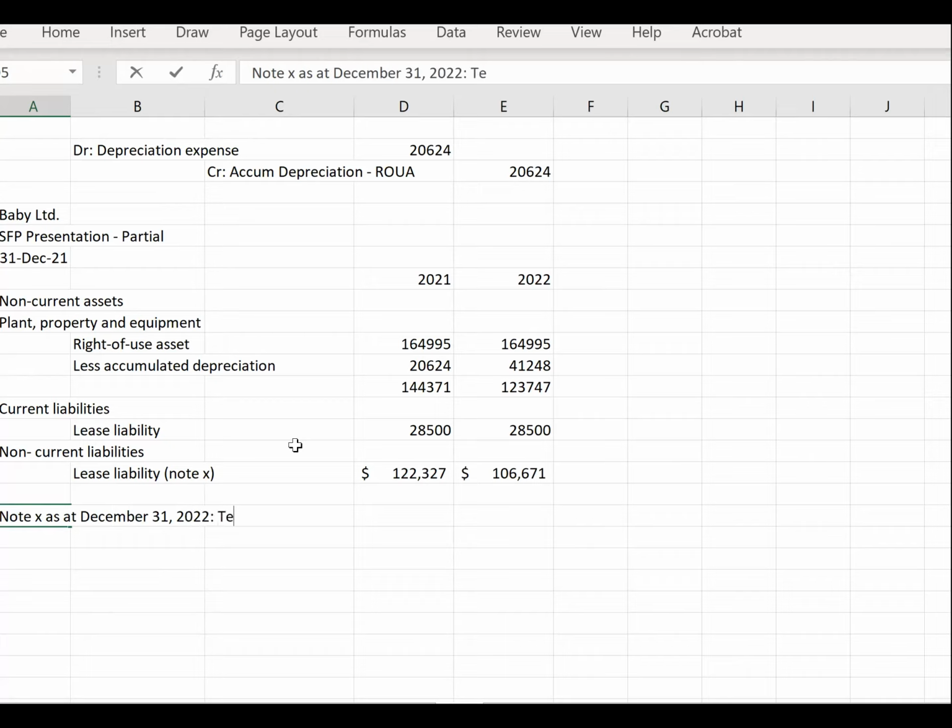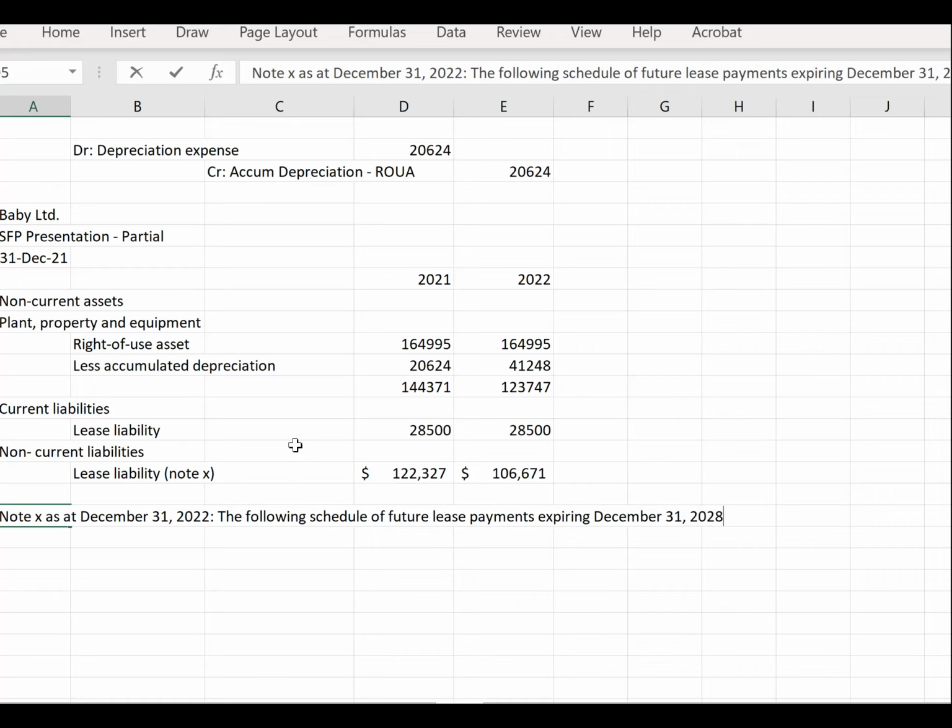So we're going to have the following schedule of future lease payments expiring December 31st, 2028, together with the balance of the lease liability.